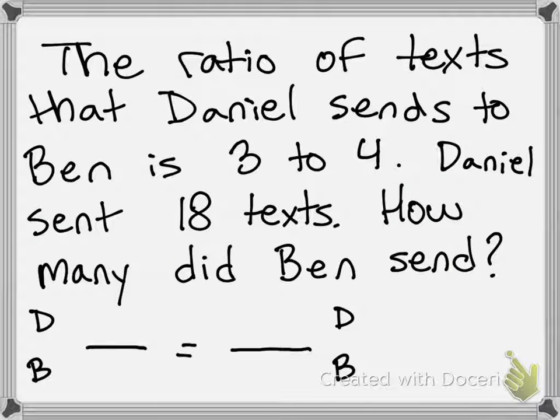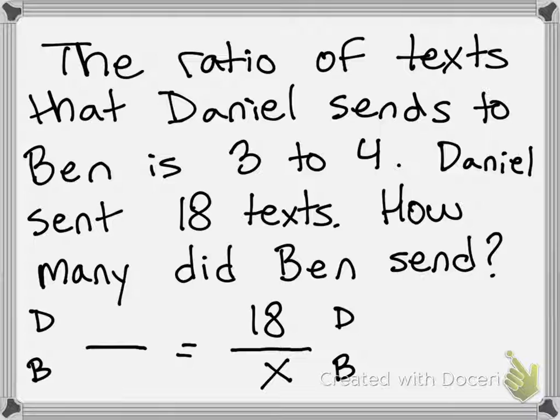So let's read this question. The ratio of texts that Daniel sends to Ben is 3 to 4. Daniel sent 18 texts. How many did Ben send? So I want you to work on this. I want you to try this problem. If you're confused, like I said, we just set up a number sentence for our words. How many texts did Daniel send? 18. Yeah, he sent a total of 18 texts. Do we know how much Ben sent? No. So we're going to put an X because it's our unknown. All that means is it's a placeholder.